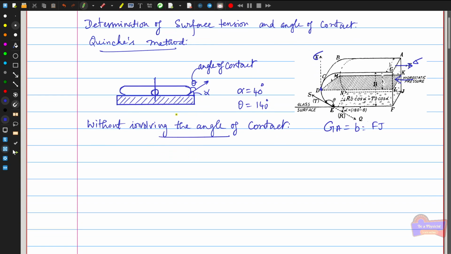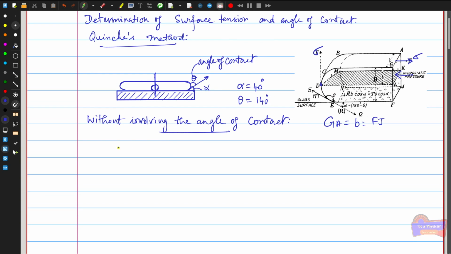So we can then determine the hydrostatic pressure acting on it. The hydrostatic pressure acting on this area G, L, K, A, let us take this as P over the area of G, L, K and A, can be given by half times h, the distance between this horizontal slice and the top of this liquid, into rho into g.